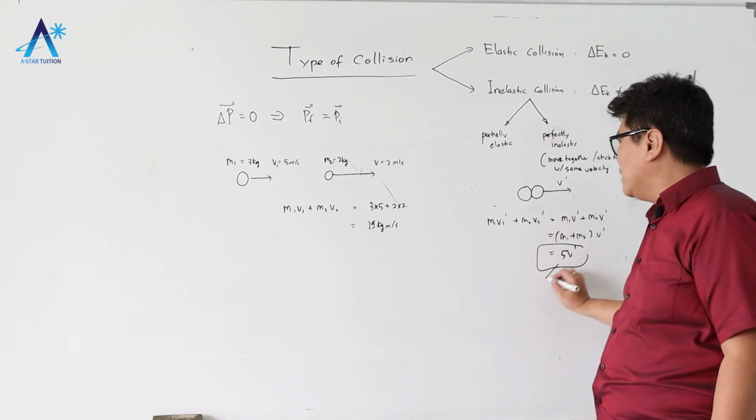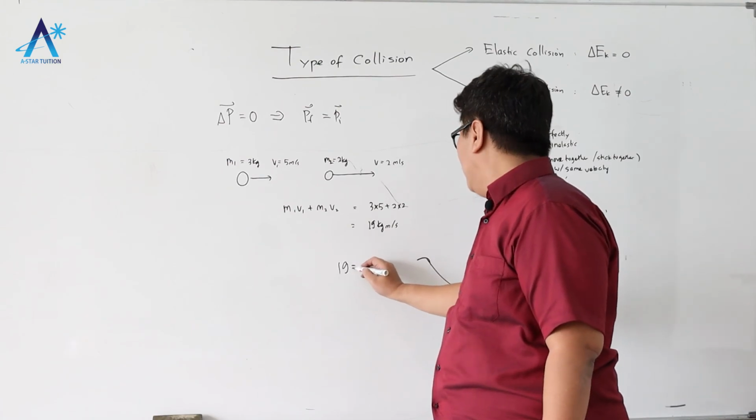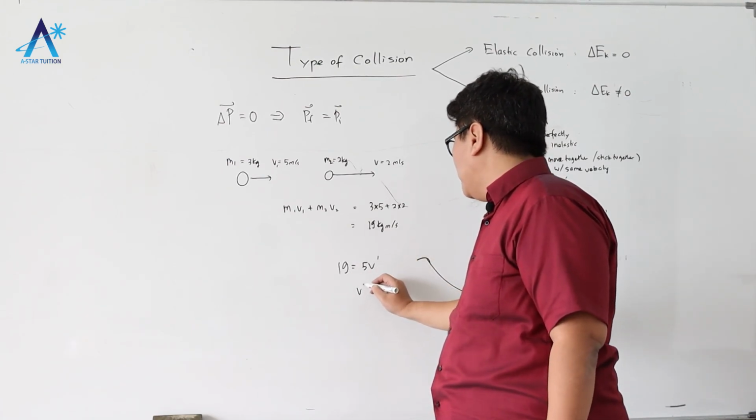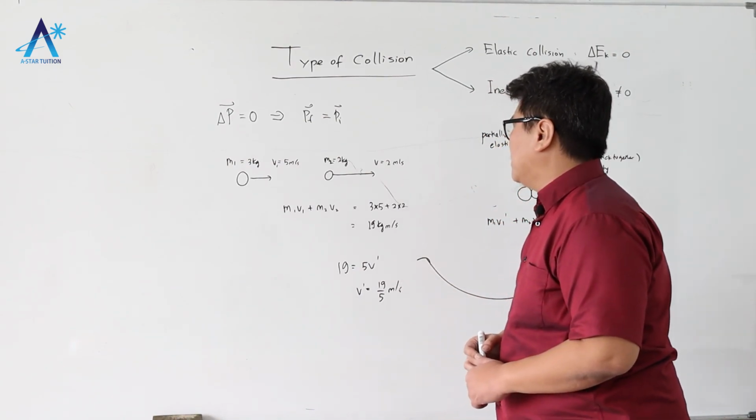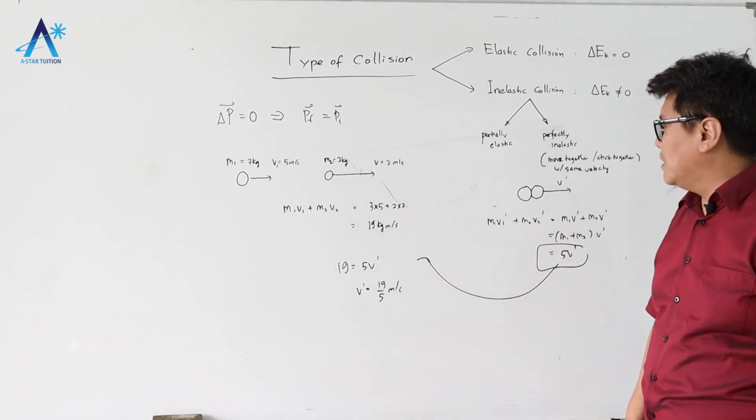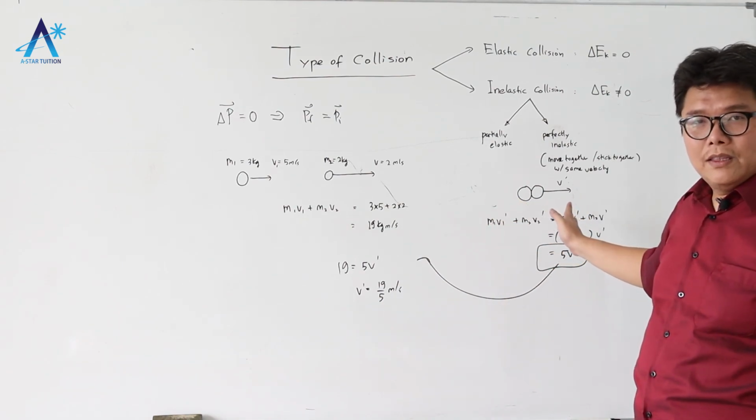So we can set this equal to this. This is very simple. So v' would be 19 over 5. They will move together with the speed of 19 over 5 meters per second to the right.